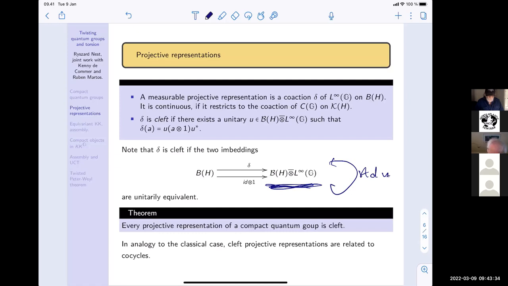Now, just to start somewhere, for a compact quantum group, every projective representation is implementable, it's cleft. So given a compact quantum group, there exists such a unitary. You have to work a bit. It's not quite obvious. It's easy when H is finite dimensional. So if you've got a finite dimensional representation, it's not difficult to see that these two star homomorphisms are equivalent. But in general, it's a bit more complicated.